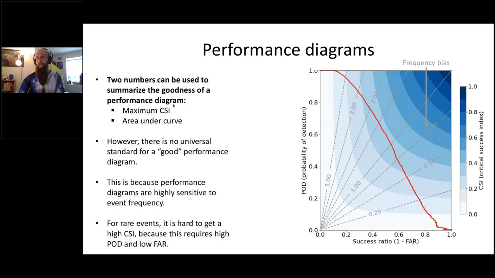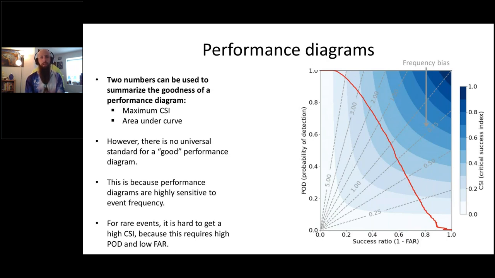So there's two ways you can summarize the goodness of a performance diagram. You can look at, again, the area under the curve, or you can look at the maximum CSI, which in this case is 0.37 or 0.38, something like that. But there's no universal standard for a good performance diagram, whereas there kind of is for a ROC curve. Generally, if you see an AUC of 0.9, everyone agrees that's a really good ROC curve. But if you see an area of 0.2 under your performance diagram, or an area of 0.8 or whatever, there's no universal standard for how good or bad that is.